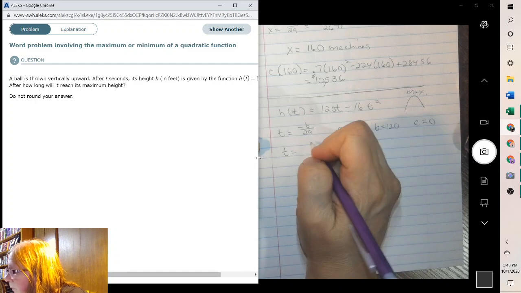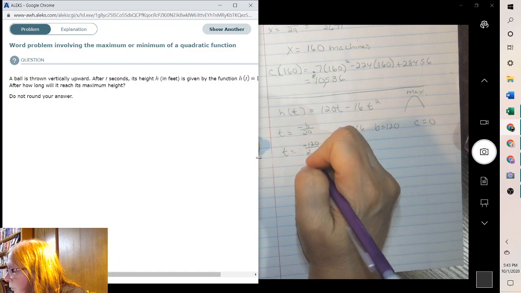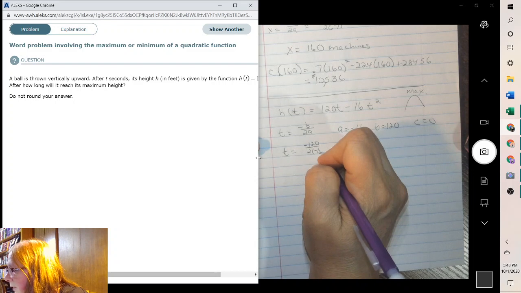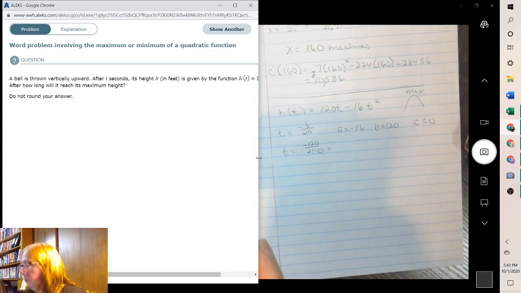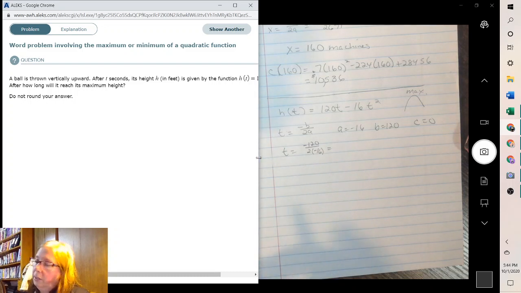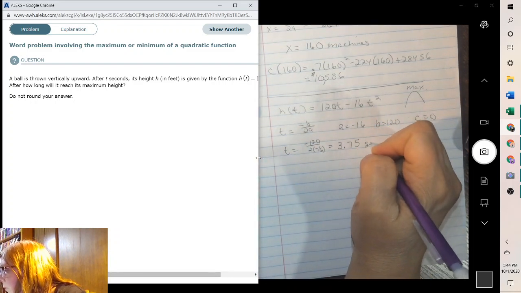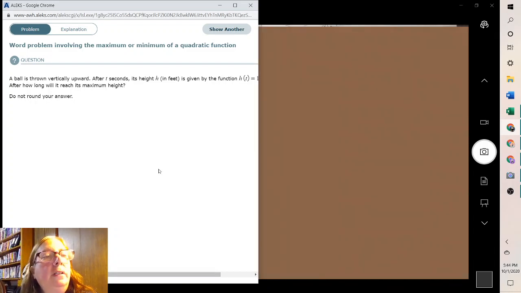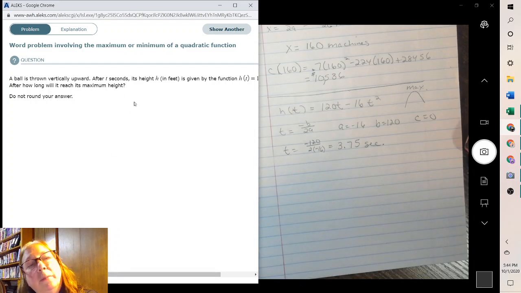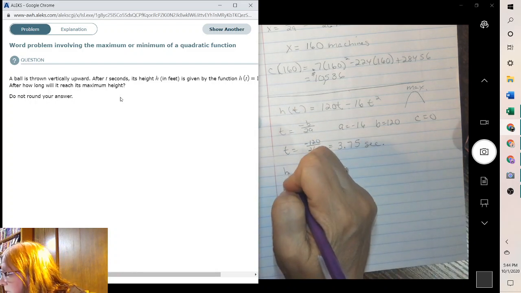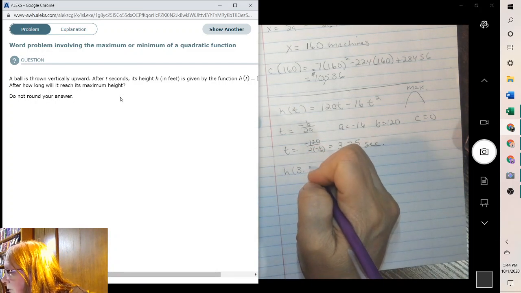So negative 120 over 2 times a negative 16 equals 120 divided by 32 is 3.75 seconds. They wanted to know how long it will take to reach the maximum height, so it's 3.75 seconds. If they wanted the maximum height, you would plug that in for t.